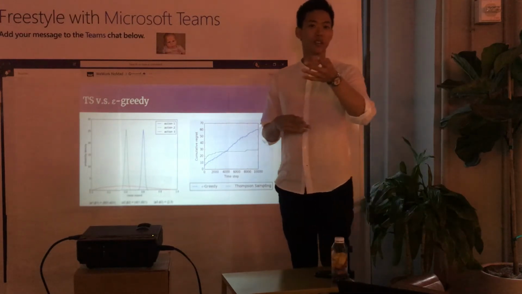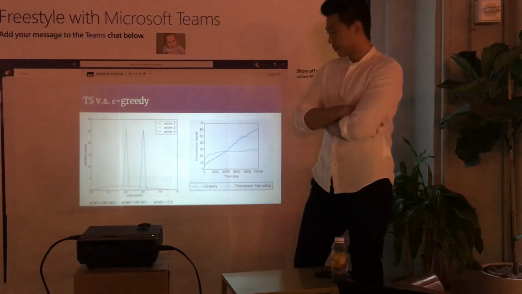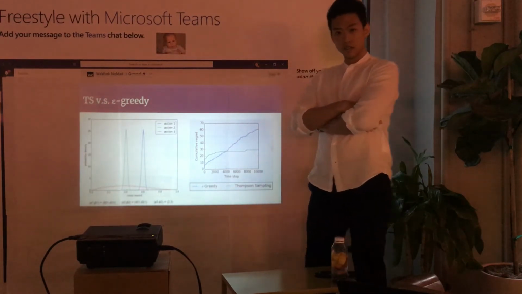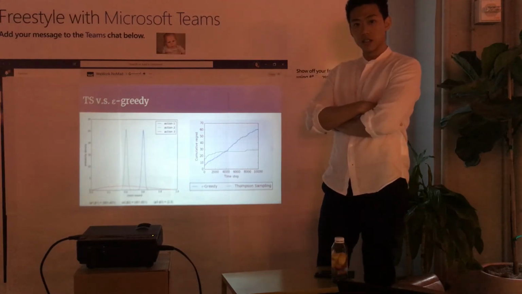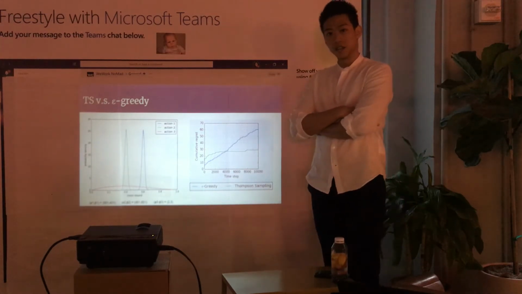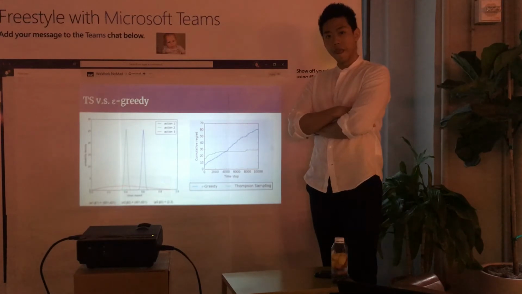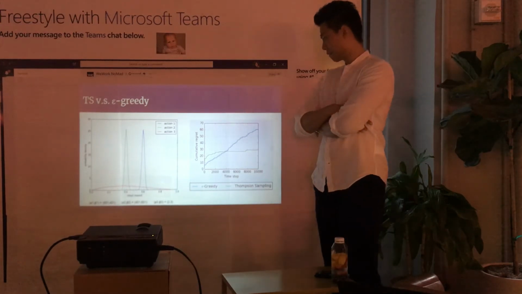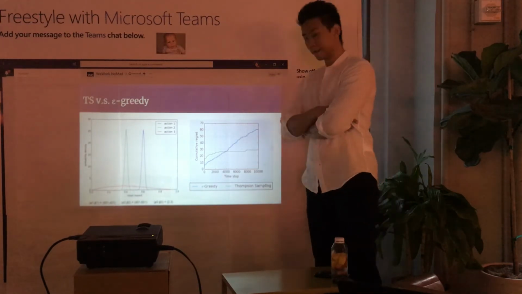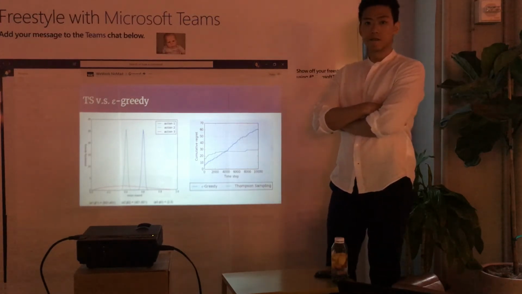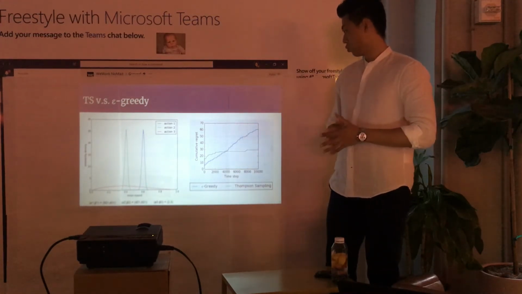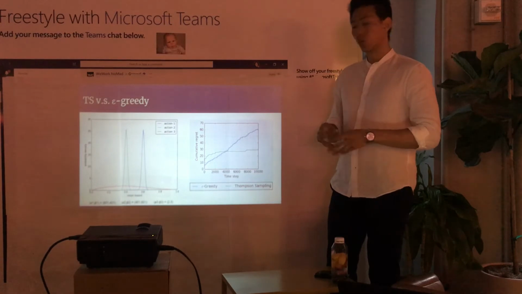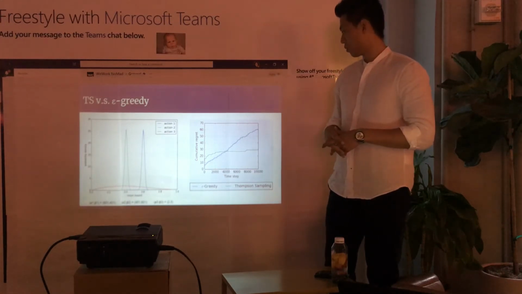So, sorry, I'm just curious if this is possible. Is it possible to do a combination of both? You start out with epsilon greedy, then you calculate where the two lines intersect, and once it hits that threshold, you would switch to Thompson sampling. So you would optimize on both sides. Okay. You know what I'm saying?